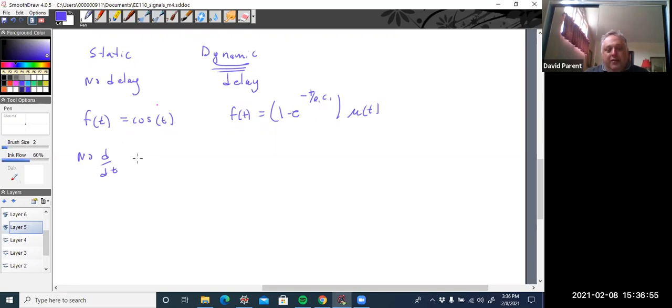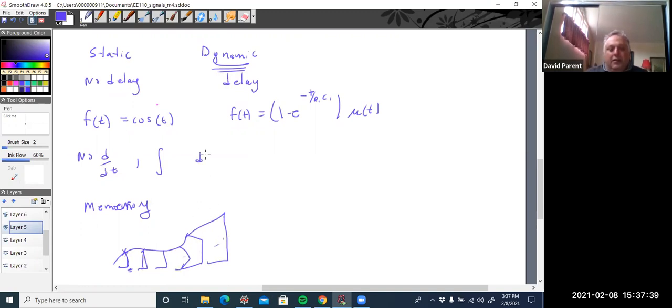Static things can't have derivatives and they can't have integrals, right? Another way of thinking of it is they can't have memory. Because to calculate the derivative of something, I need the change in time and the change in height. So that's memory. If I'm calculating the integral, I'm finding the area under the curve as we go in time, which has the dt. Dynamic, you need at least one dt, either a derivative or an integral.